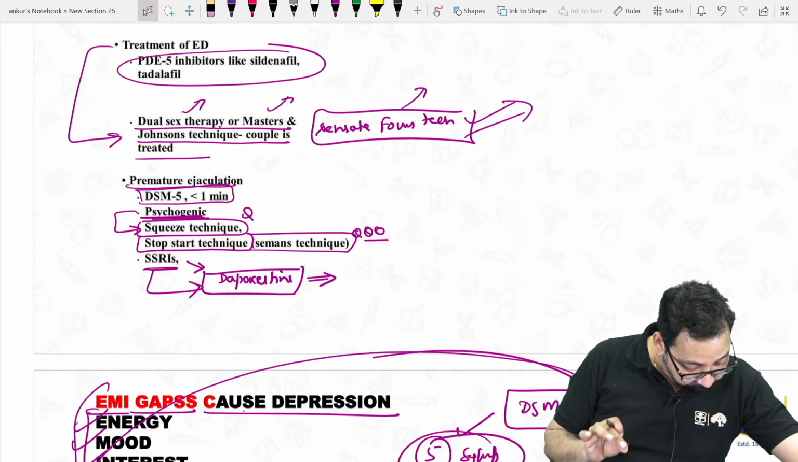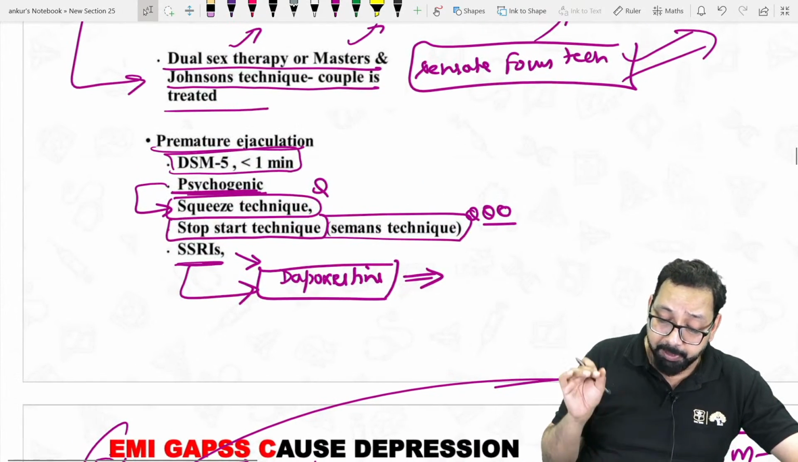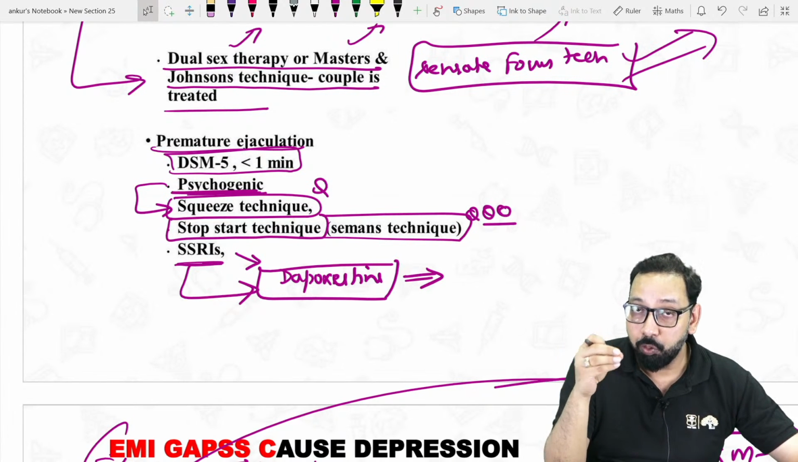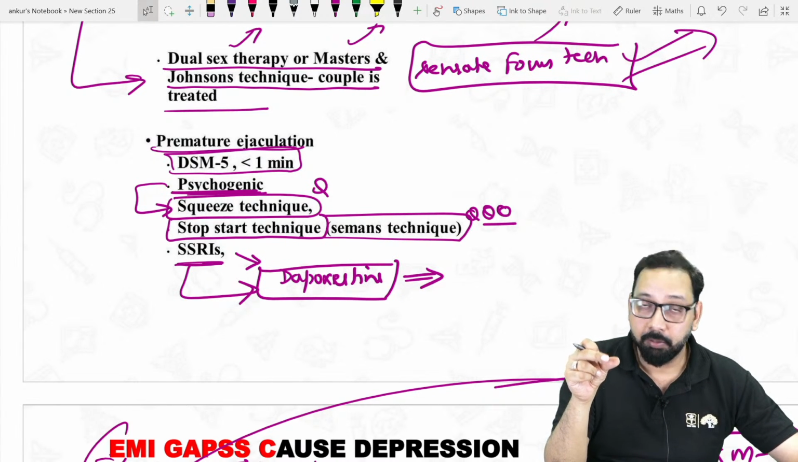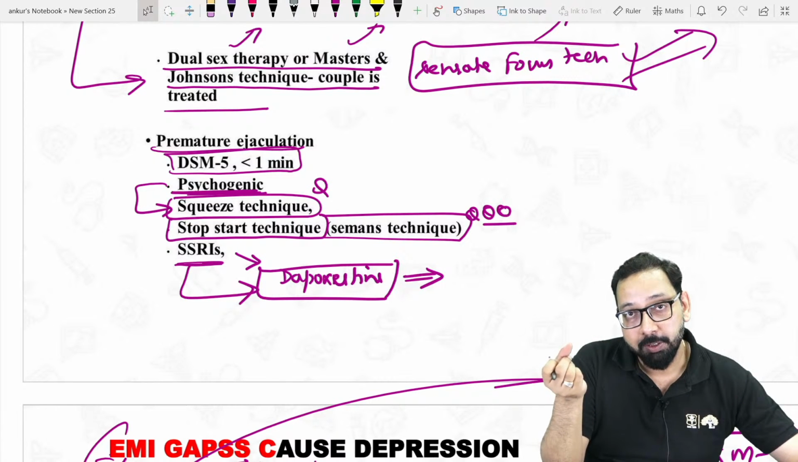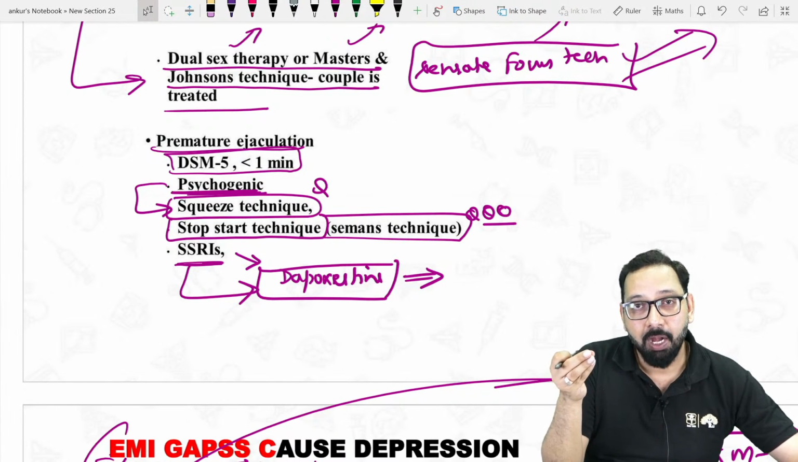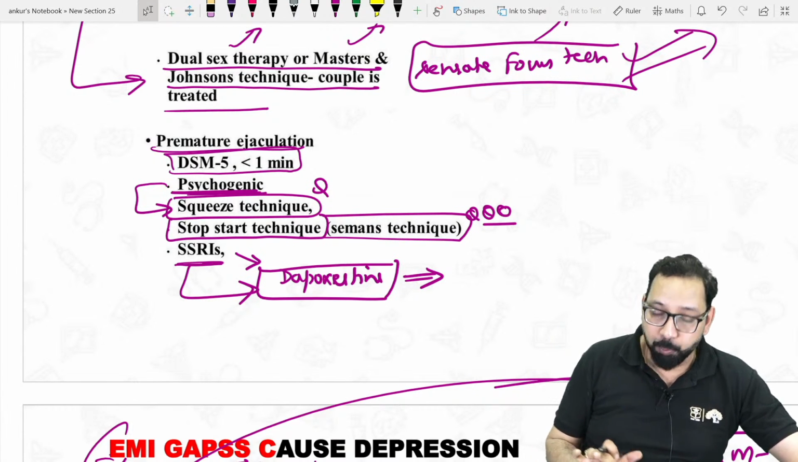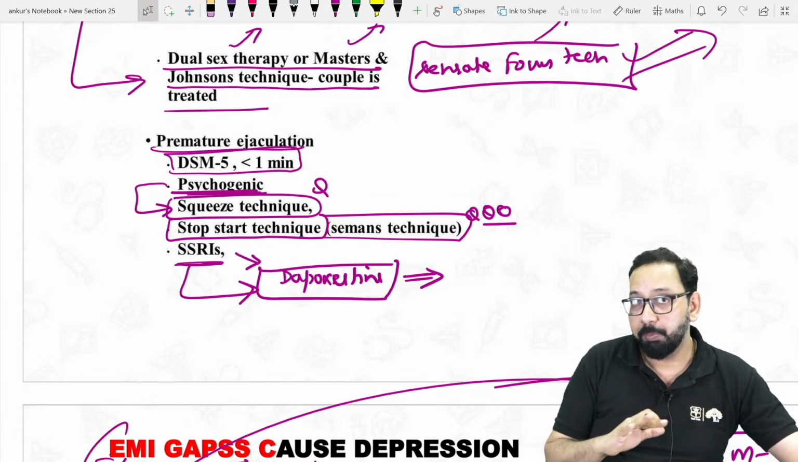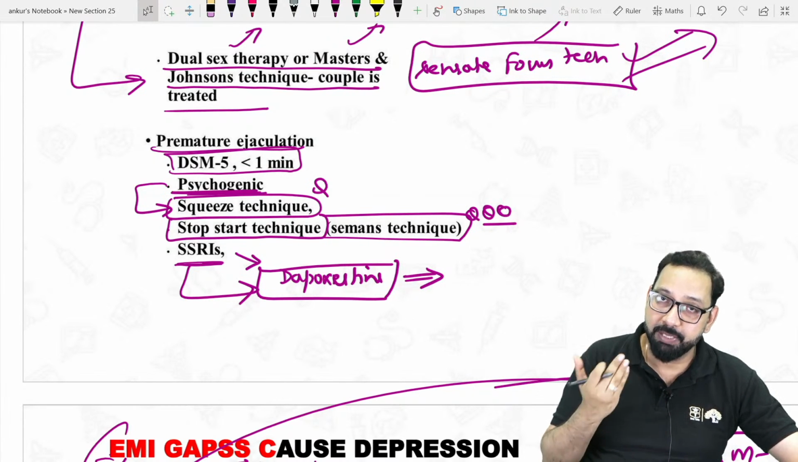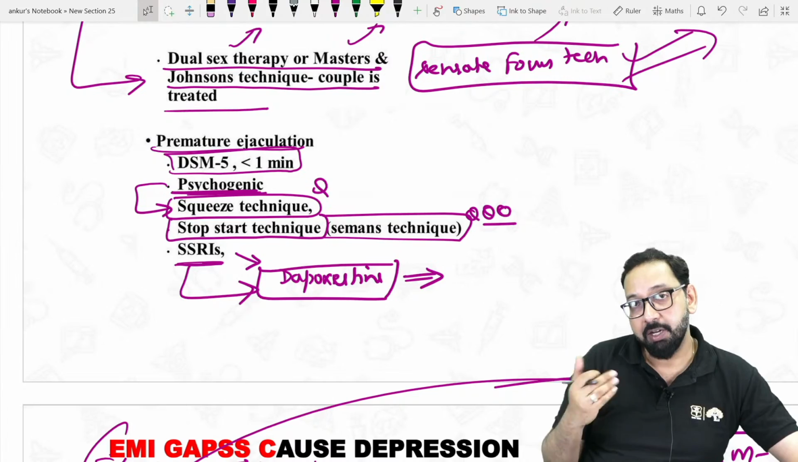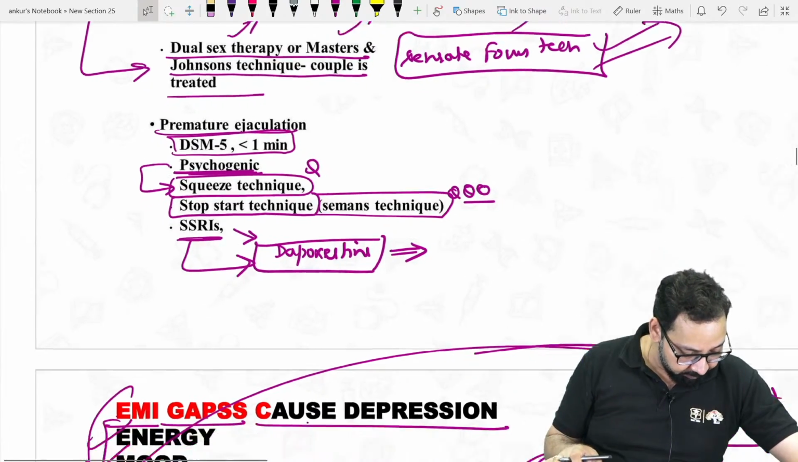Yes, Hemant, squeeze technique: the male genitalia, the penis, is stimulated by the female. When the male is about to ejaculate, the female presses the tip of the penis till the urge of ejaculation goes. This is repeated multiple times. After some time, the patient learns how to hold ejaculation. That is squeeze technique. Stop-start technique: when the person is performing sexual intercourse, when he is about to ejaculate, he stops. When the urge of ejaculation goes, then he starts again. That is stop-start technique, Semans technique. Okay.